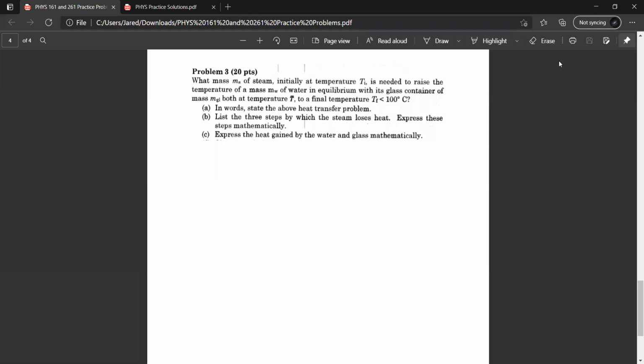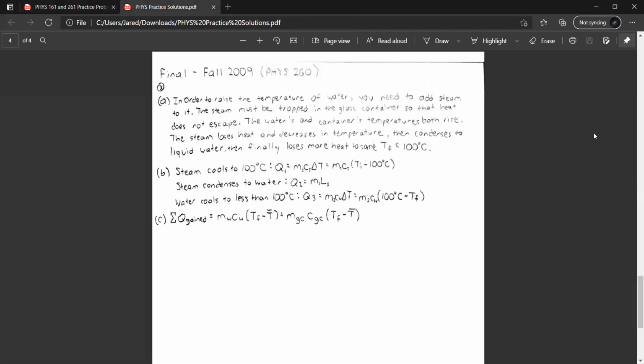Now, in words, state the above heat transfer problem. If we look at the solution, in order to raise the temperature of water, you need to add steam to it. Adding steam will add heat to the whole system, but the system must be trapped in the glass container so that the heat does not escape. We want to keep it as a closed system, because if the heat escapes, there's nothing to warm the water up. It will simply be the same temperature.